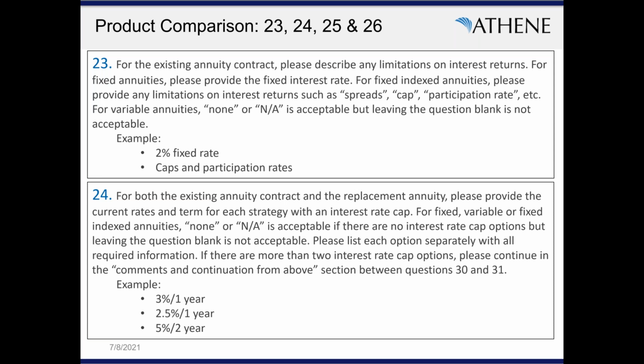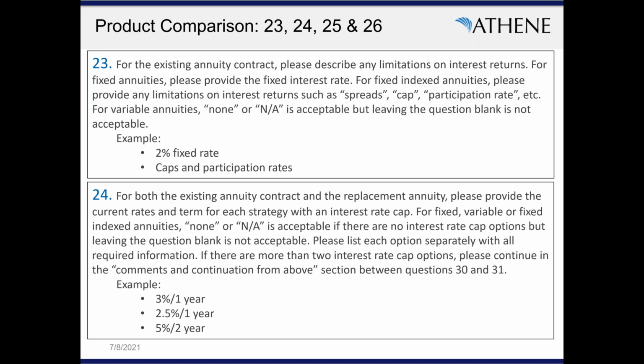So if you have a fixed annuity, the answer would just be 2% fixed rate. If you have a fixed indexed annuity, fixed indexed annuities also have a fixed rate. So question 23 would be as shown, 2% fixed rate, caps and participation rates. It doesn't ask you what the caps are. It doesn't ask you what the par rates are. It's just strictly asking you what are the limitations. The limitations on interest returns are the fixed rate of 2% and caps and participation rates. So that would be acceptable answers for 23.